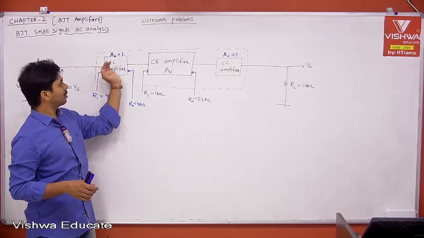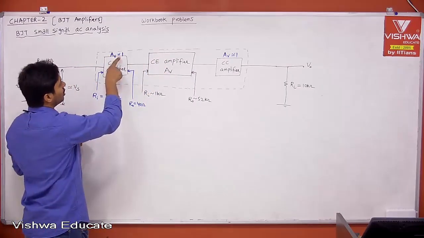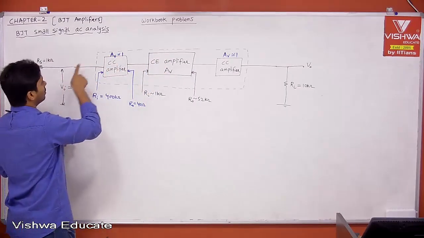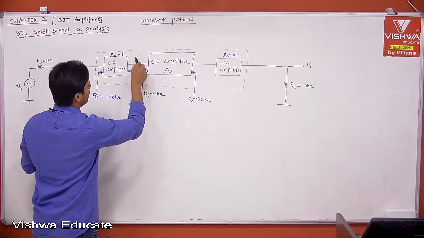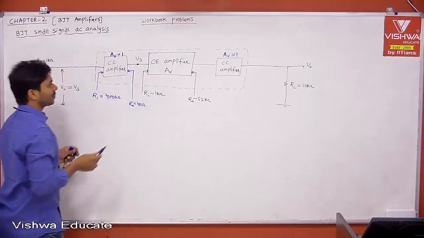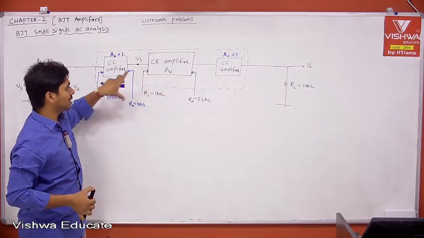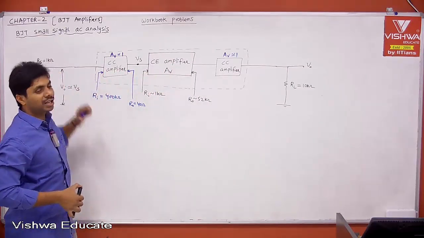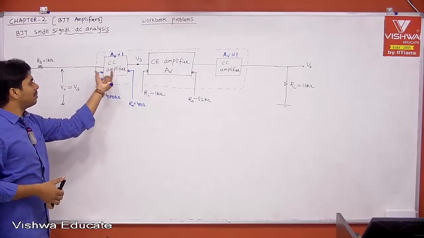Your CC amplifier is the source for your CE amplifier, and having voltage gain of 1, whatever voltage you have, the same voltage you get here. Therefore, what is the voltage you are giving here? That is approximately equal to Vs. Therefore, with respect to the CE amplifier, indirectly we are exciting with an ideal voltage source. That is because of the CC amplifier or buffer amplifier.